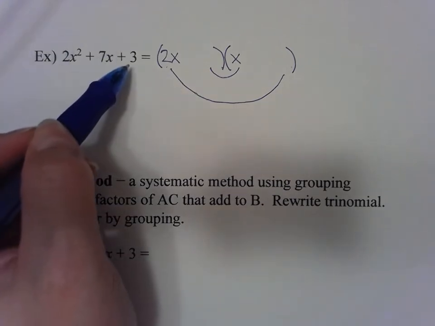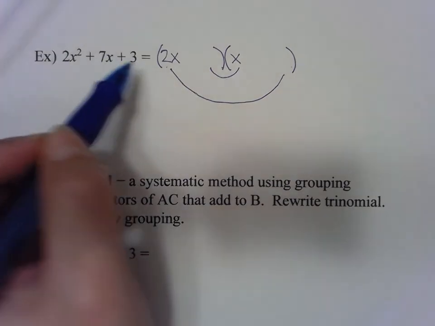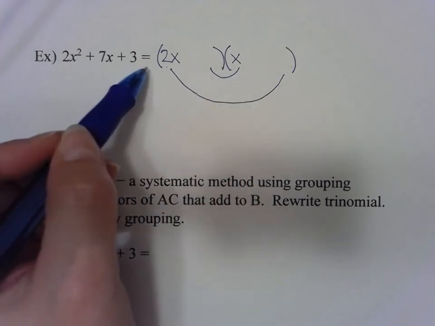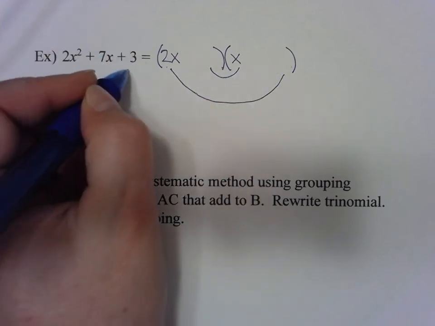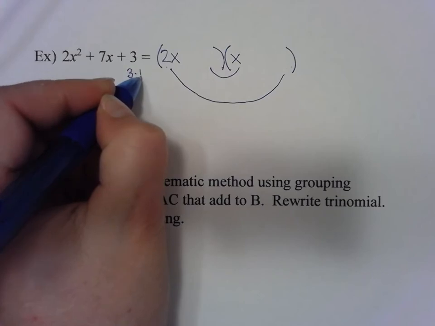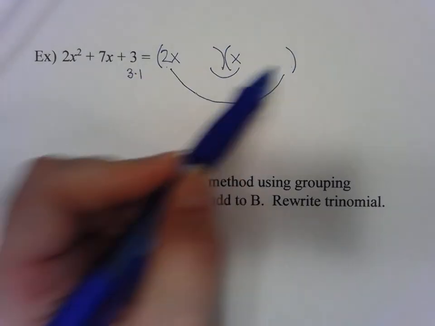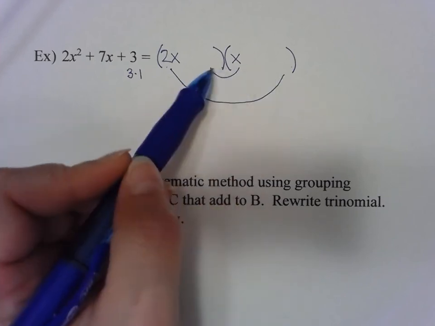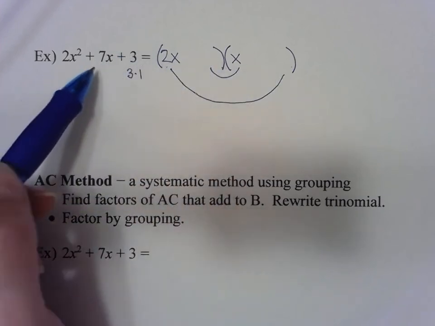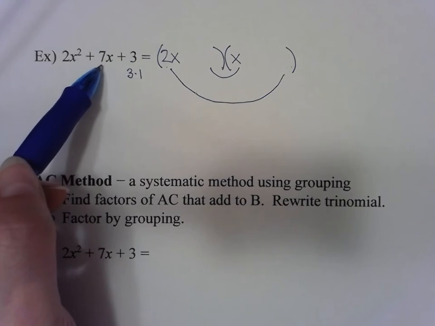Okay, in this example, I need two numbers in the back here that multiply to be 3. So really I only have one choice for this one, 3 and 1. So the question is, where should I put the 3 and where should I put the 1? And I need to do it in such a way that I can make this add up to 7.